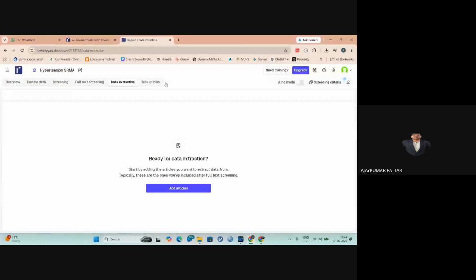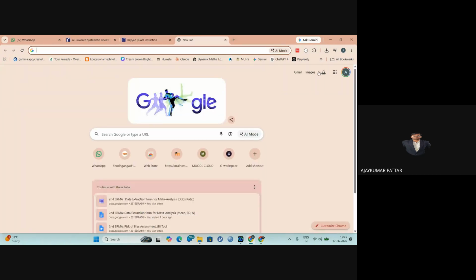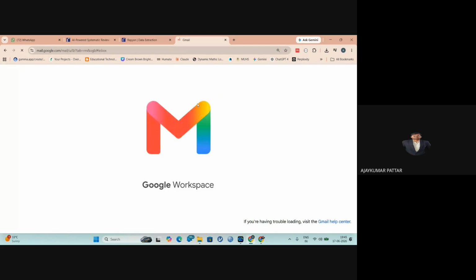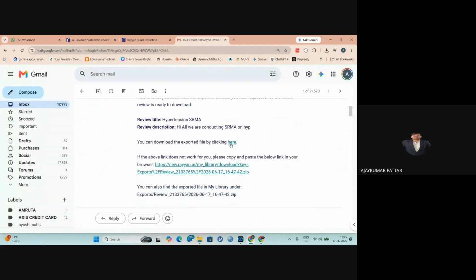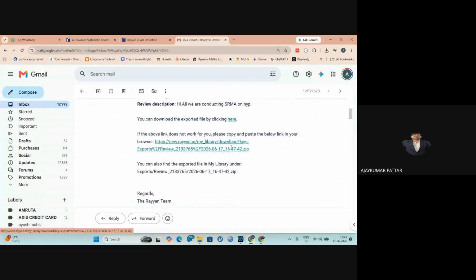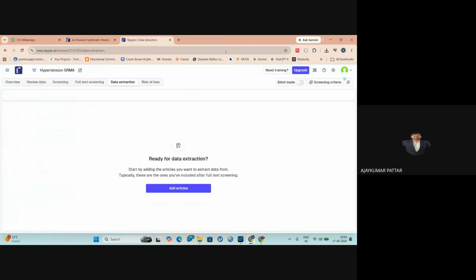Sometimes what happens is when we download data from Rayyan, our email will get a notification from there. Also we can download our file. Can you check my registered email? So can you see here Rayyan? You are exporting a file. By clicking here, the file will download. So many times we will look here only, but it is not there. So when you click on export, it will come to your mail, or it will be in the My Library section of Rayyan.